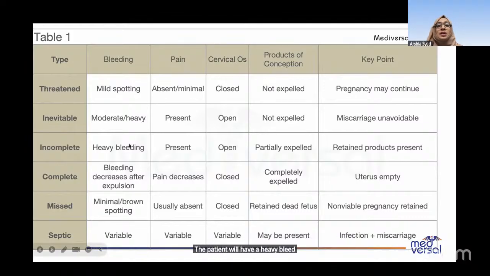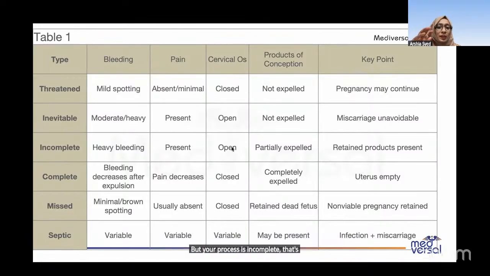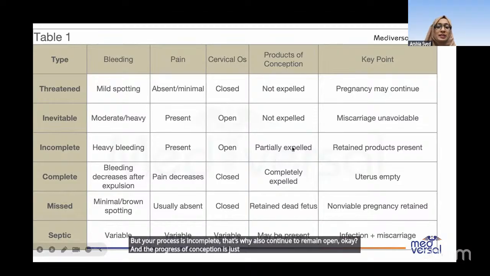In incomplete, the patient will have a heavy bleed. Why? Because some products are still continuing to be retained inside the uterus. At the same time, because it's retained, the body is trying to expel it. That is why pain is also seen, and the cervical os is open because the process hasn't been completed. Once the process is complete, the os will close. But here, process incomplete, that's why os will continue to remain open. The products of conception are just partially expelled, and on ultrasound, you'll see retained products of conception or RPOC.